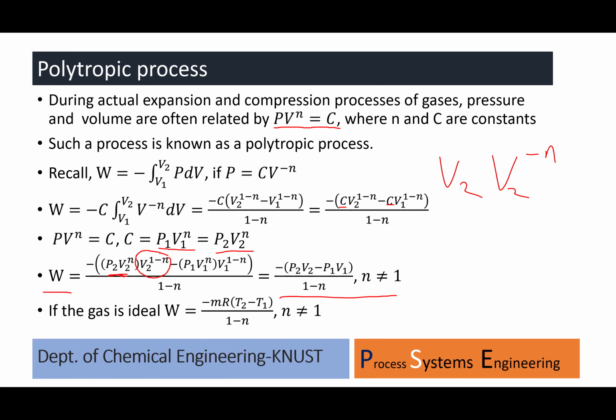Then everywhere I see C, I can replace it with P1 V1 to the power N or P2 V2 to the power N. So when I do that and simplify, I'll end up with this expression over here. Now, if it's an ideal gas, then we can express the PV as MRT. If we do that, we can factorize the MR out, and then we end up with this last expression down here. So I would ask us to prove this. You can send me your solutions by the close of the day. And if you get stuck, I'll assist you with that.